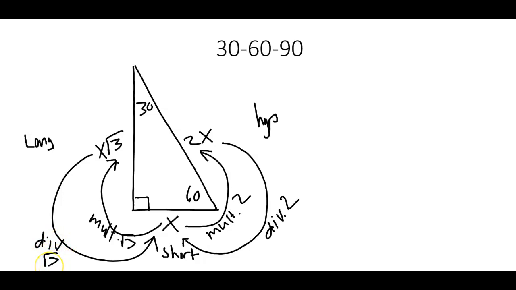Now, you might wonder, where do all these numbers come from? How do people know this? Well, once again, it comes from the Pythagorean Theorem. I'm not going to go through it at this time, but it does come from Pythagorean's Theorem.